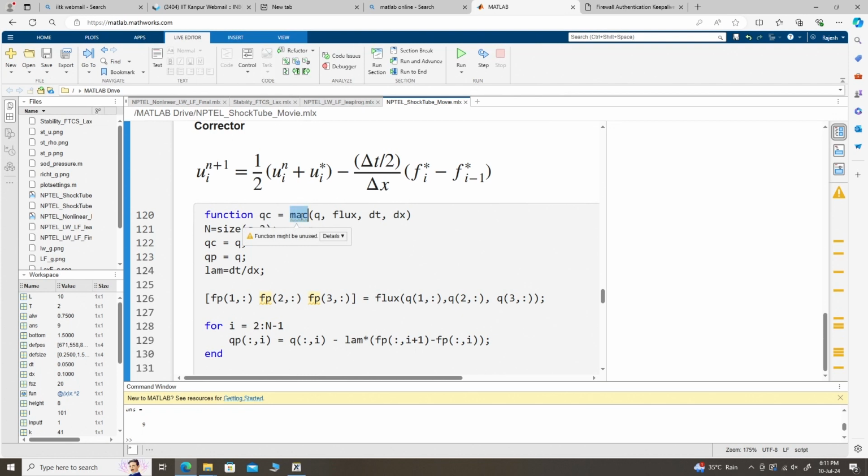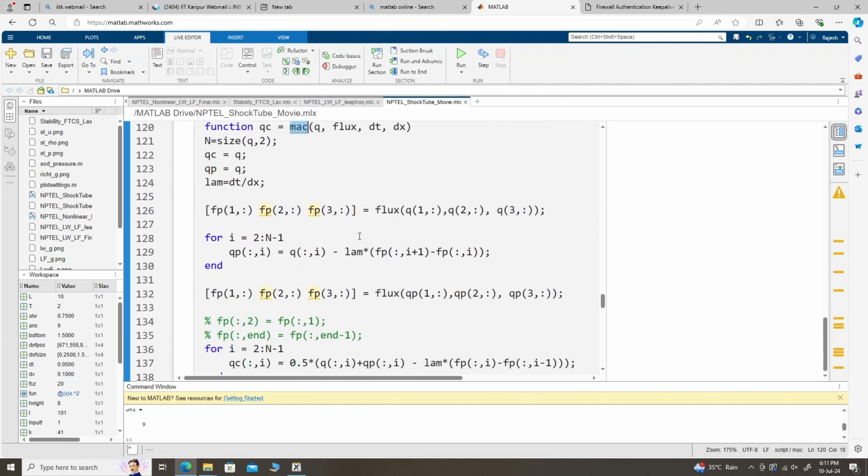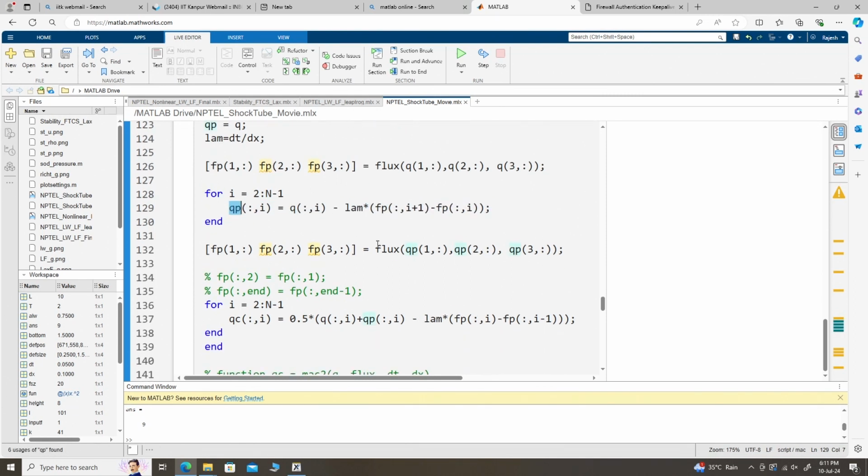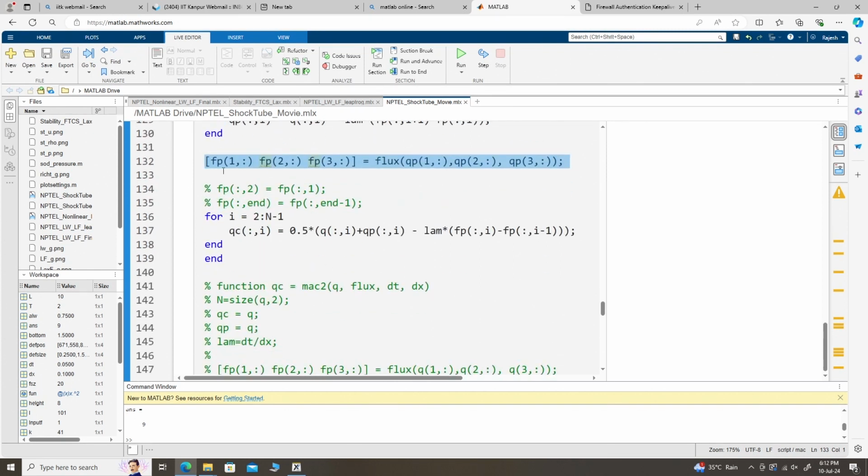Yeah. So, this is McCormack. This is the predictor step. Sorry, this is how I calculate the flux for the given q. Calculate qp, which is my predicted q. Then from this qp, calculate the flux again. That is fp, and then use that fp here.